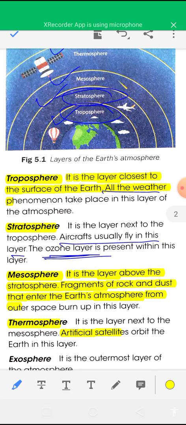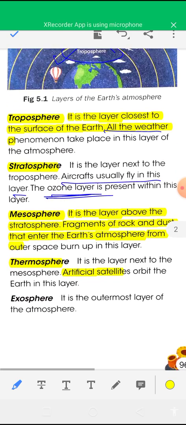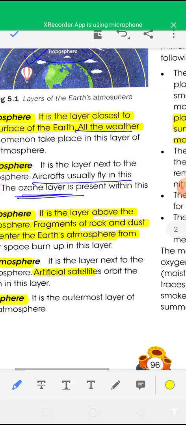And the last layer is exosphere. Exosphere is the outermost layer of the earth's atmosphere.